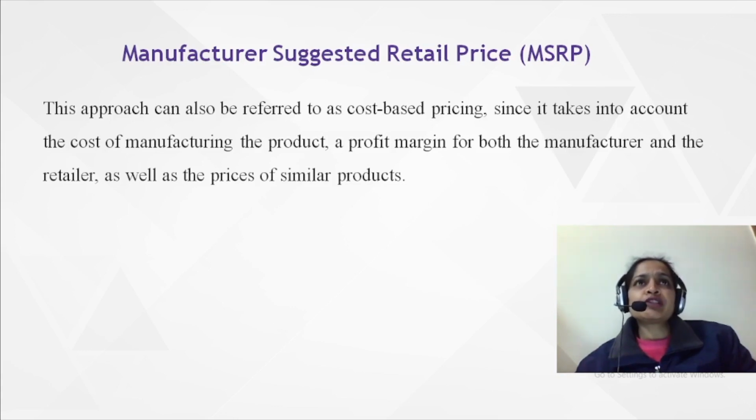This approach can also be referred to as cost-based pricing since it takes into account the cost of manufacturing the product, a profit margin for both the manufacturer and the retailer, as well as the prices of similar products. Generally, the manufacturer provides the products to the retailer at roughly half the MSRP, enabling the retailer to turn a profit on the sale.